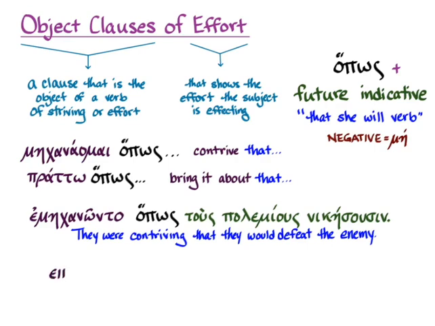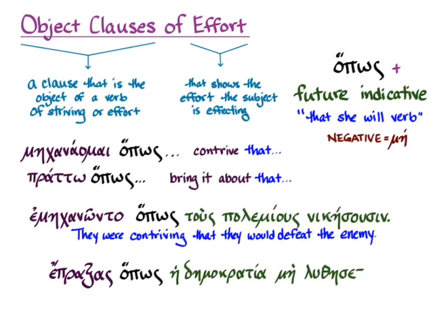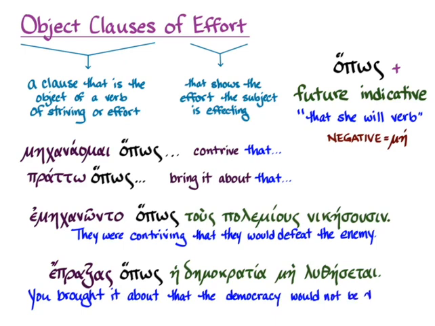So let's just see that one more time with an example with our other verb. Epraxas hopos hē dēmokratia mē luthēsetai. So now we have, you brought it about that the democracy would not be destroyed. So it's still future indicative in the object clause with the hopos, but English needs to use would as a helping verb to express that from the point of view of a main verb that's in a past time.